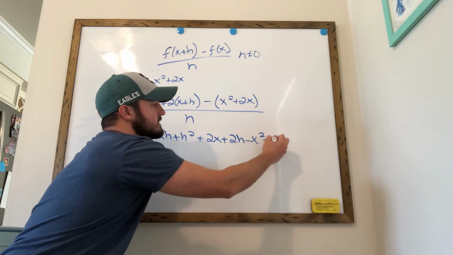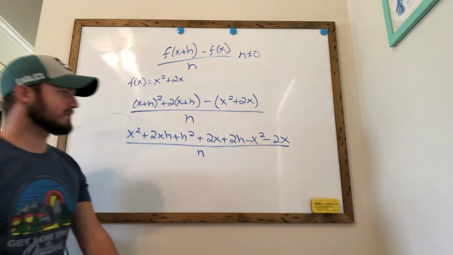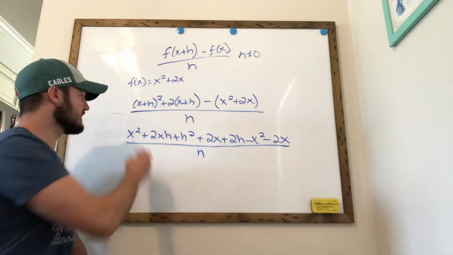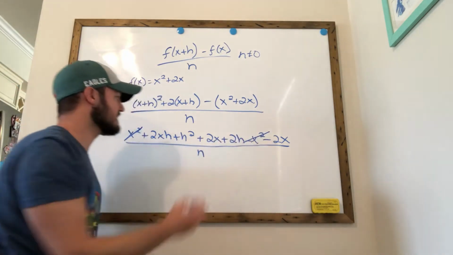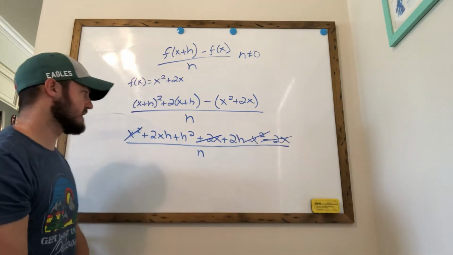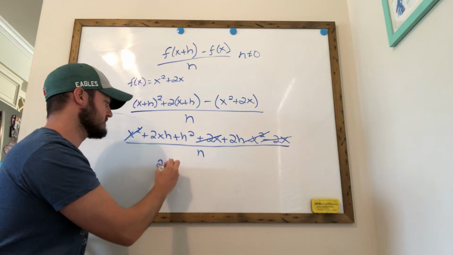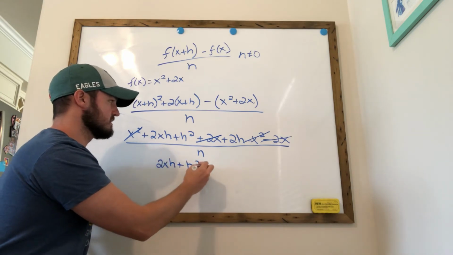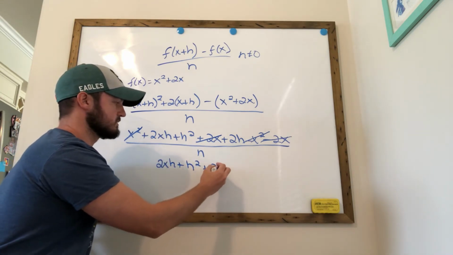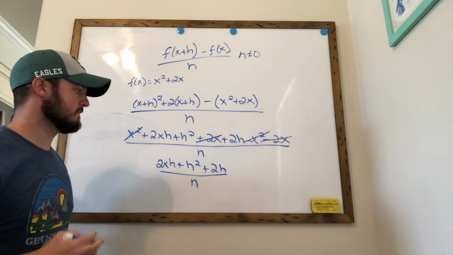I'm going to distribute that negative in the end over there. Okay, and a lot of times what happens is things end up canceling out, right? Like this x squared cancels out with that. This 2x cancels out with that negative 2x, and you get this. You have 2xh plus h squared plus 2h all over h, okay?